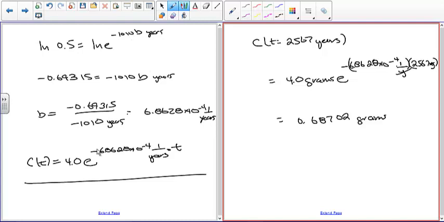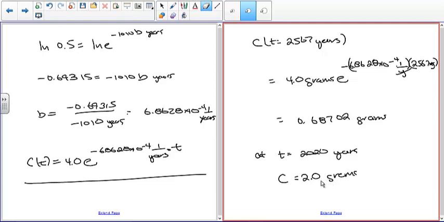And again, it makes sense because we said at 1,010 years that the quantity was half the original amount, which was 2 grams. So at 2,567 years, it should be even less, which it is. And really, we could say at t equals 2,020 years, we could say C equals 2 grams, or 1 gram, sorry. Is that right? 1 gram, yeah.